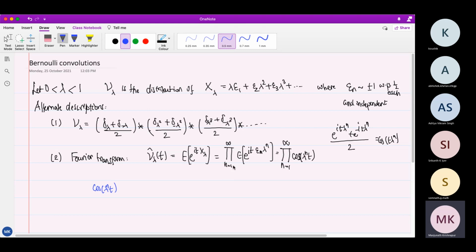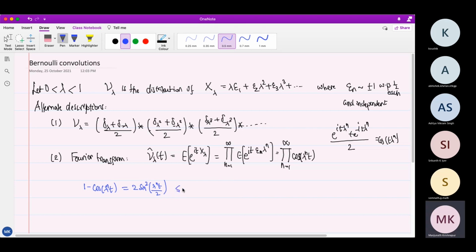When you want an infinite series, the terms should converge to 0 rapidly. When you want an infinite product, the terms should converge to 1 rapidly. What is rapidly? It's a general fact. Let me just say first, 1 minus cos of lambda to the n t is just 2 times sine square of lambda to the n t by 2.